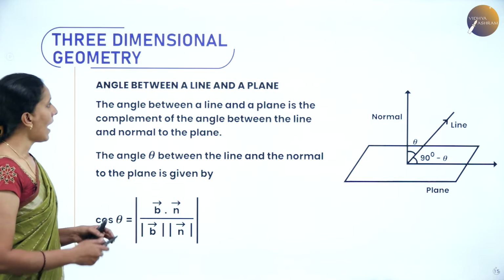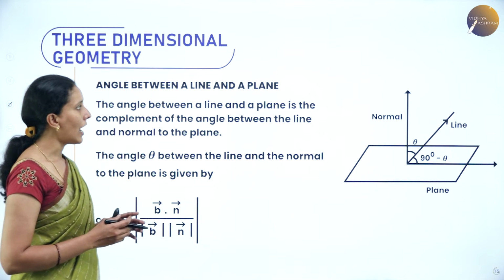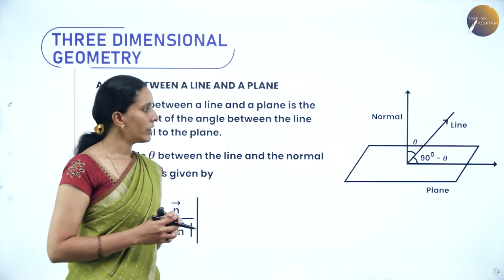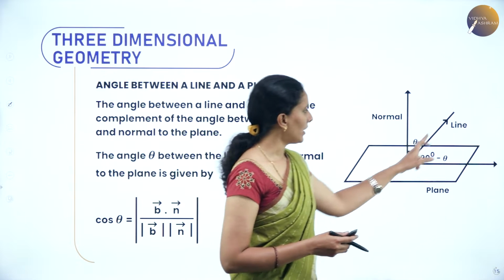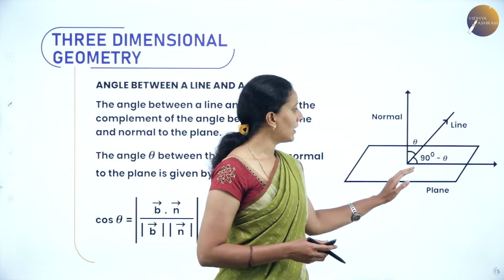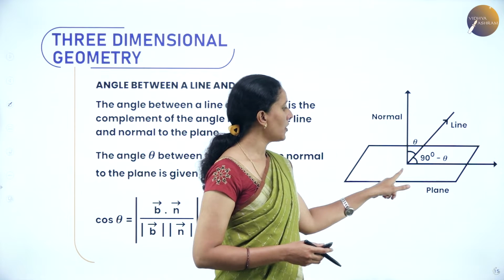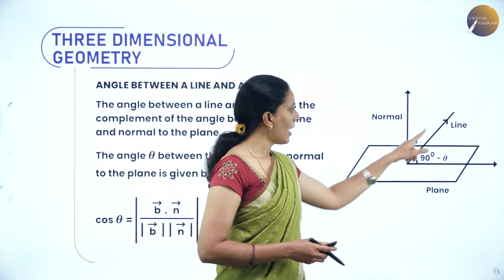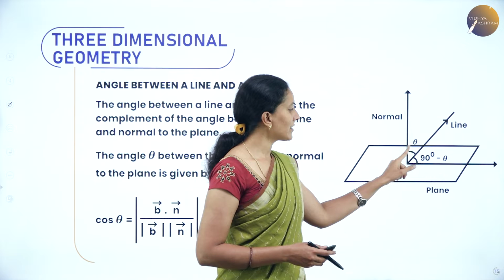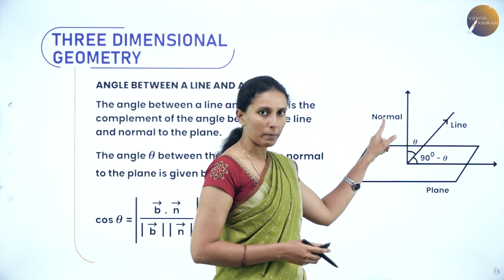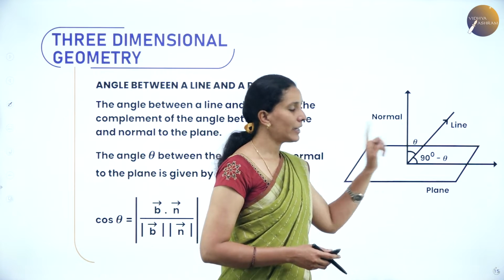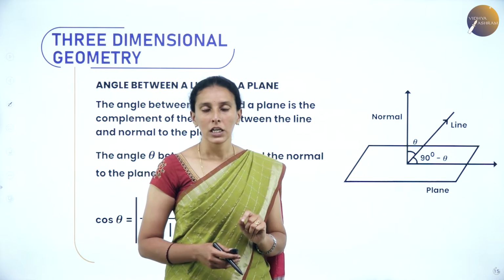Next, angle between a plane and a line. So here I have taken a straight line which makes an angle of theta with the normal. This is a normal, perpendicular to the plane, and I have taken a line here which makes an angle theta with respect to the normal. Then with respect to the plane, it has to be 90 minus theta.